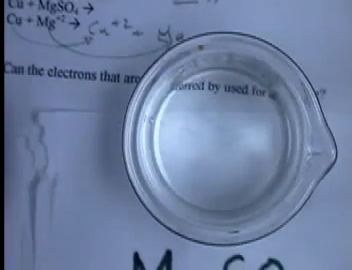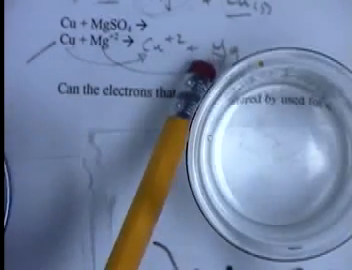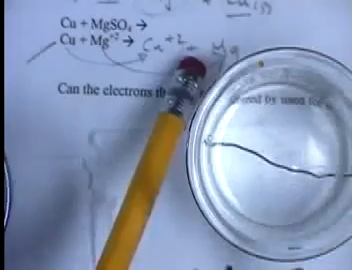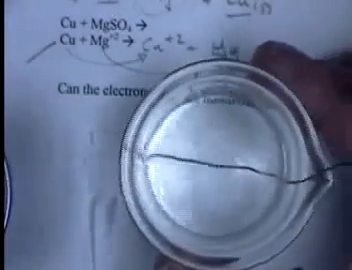Now what about this solution? What about the magnesium sulfate? If I take this piece of copper that I have right here and put it into the magnesium sulfate, we'd think that this reaction would take place right here. Copper plus the magnesium, it's going to make some copper ions and some solid magnesium. But when I put this into solution, something kind of amazing happens.